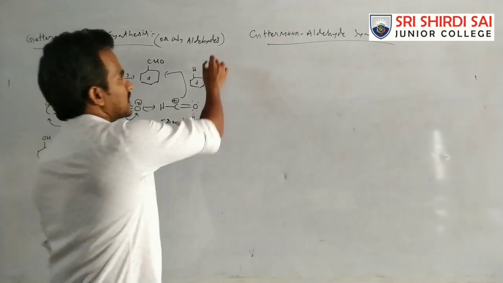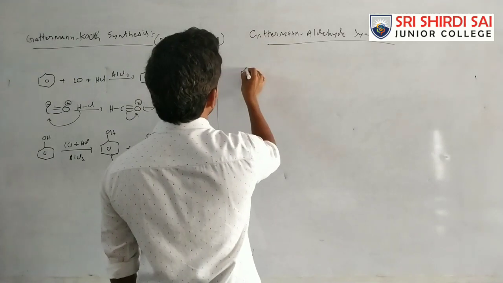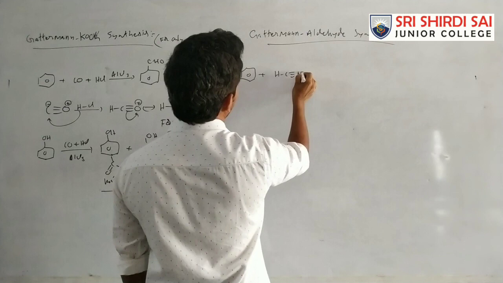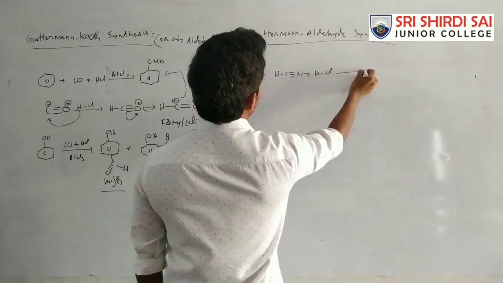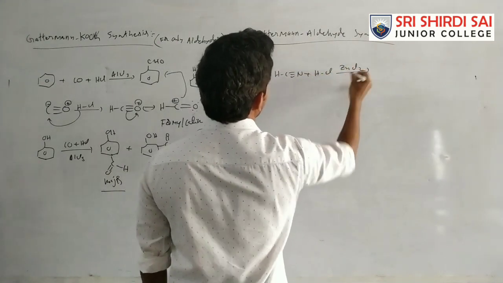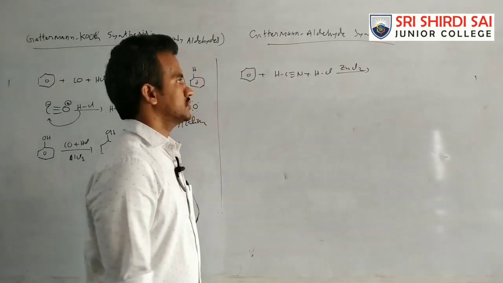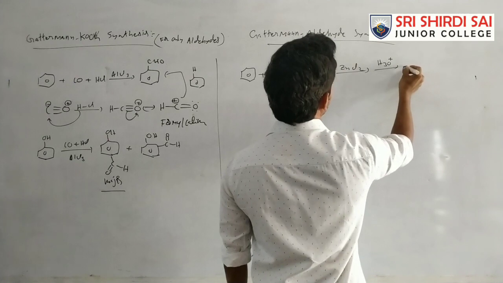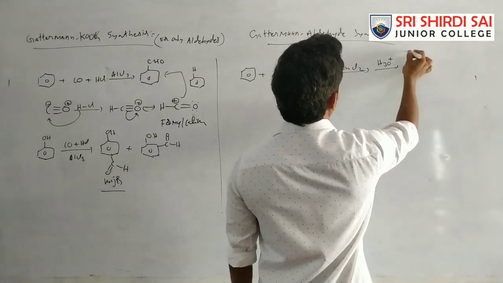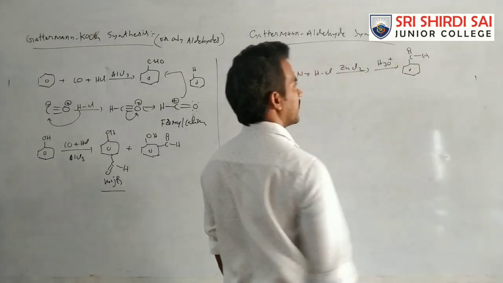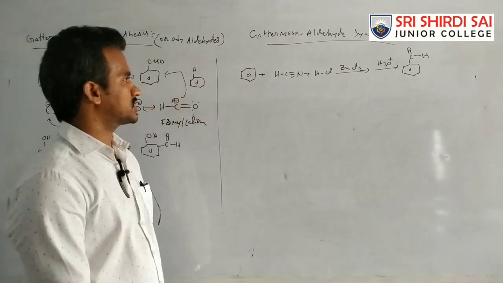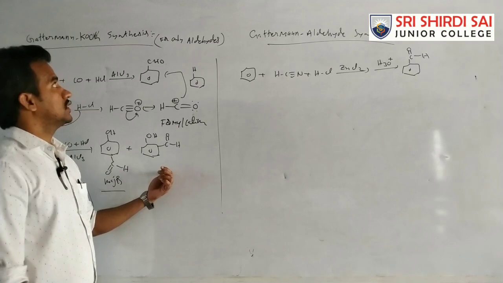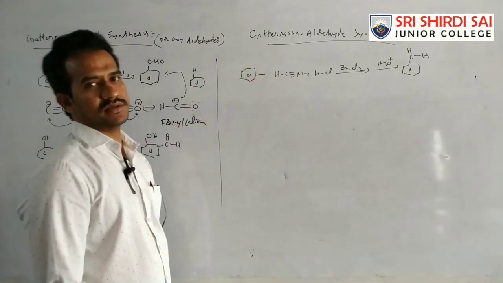Next, the Gattermann aldehyde synthesis is a similar reaction. Here benzene is treated with HC triple bond N plus HCl and anhydrous ZnCl2, followed by hydrolysis, and we get benzaldehyde. It is also for the preparation of benzaldehyde. This was a previous mains question: Gattermann-Koch synthesis and Gattermann aldehyde synthesis.